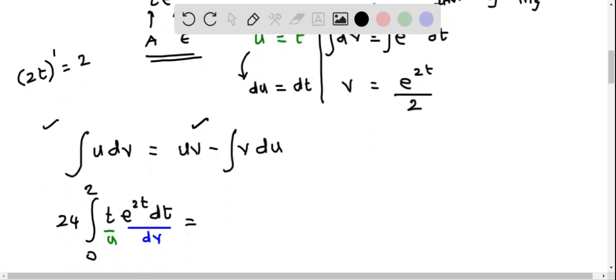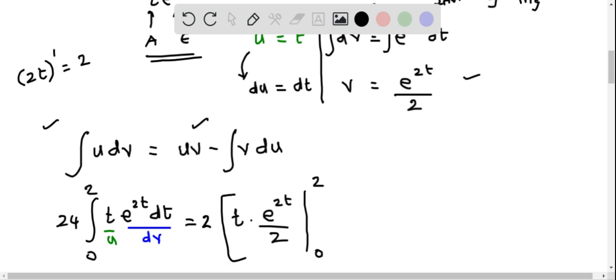U is t, so I put t here and multiplied with v, which is e raised to the power of 2t divided by 2. Notice that this is a definite integral, so this has to be evaluated within the limits 0 to 2. And we also observe that we have a 24 in front, so let's not forget that. So we put this 24 minus, we put integral, that is we have to evaluate this integral.